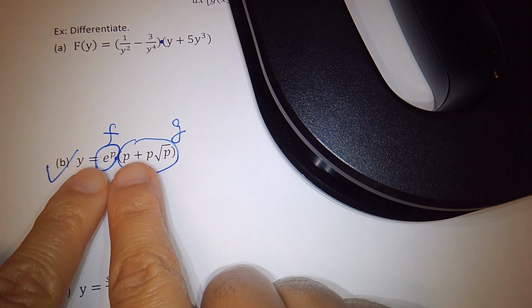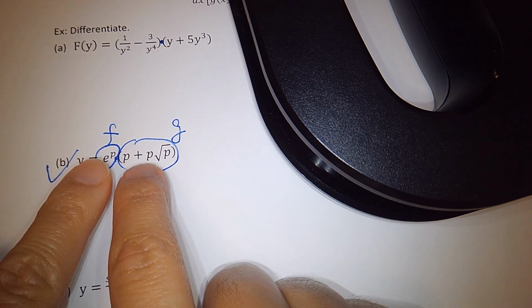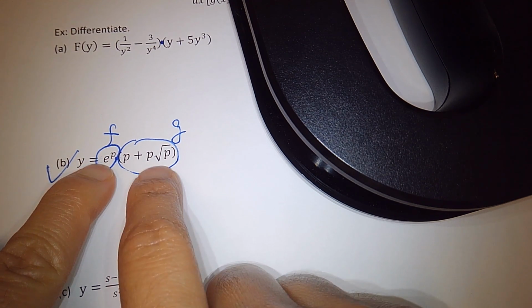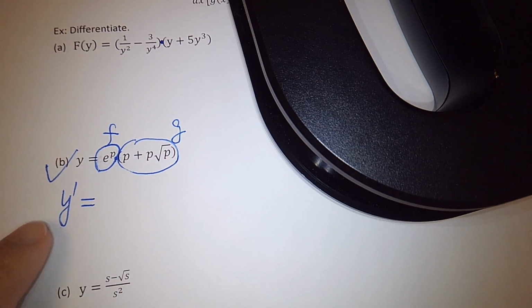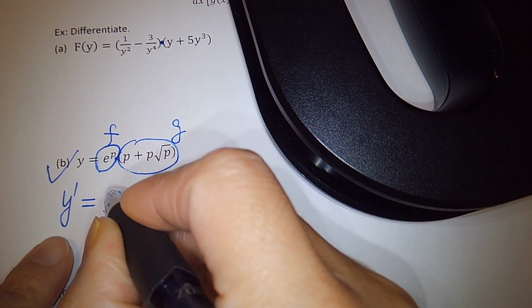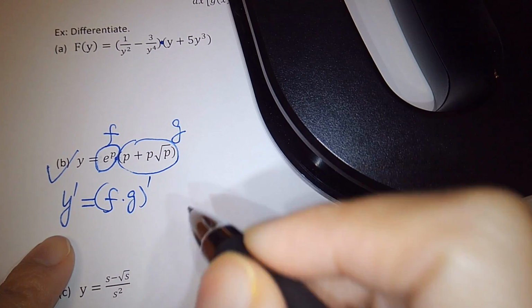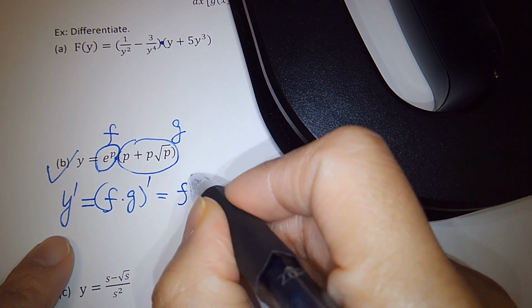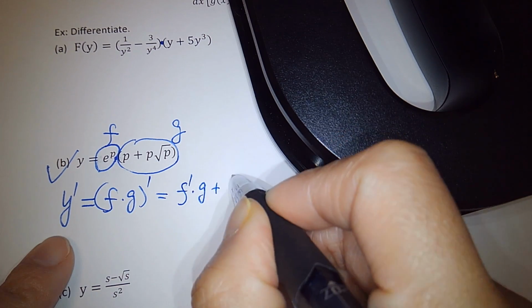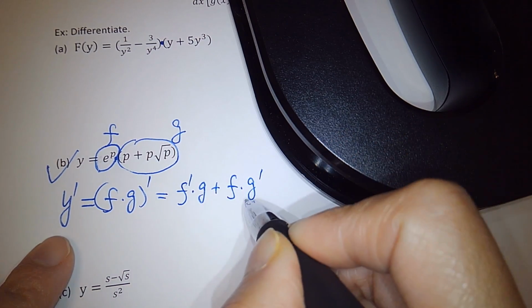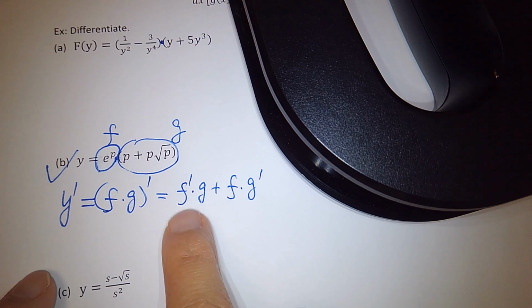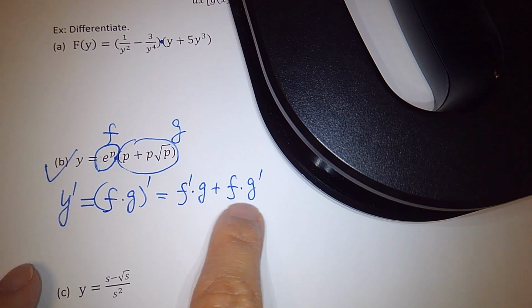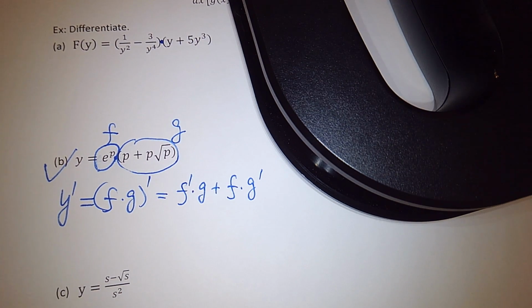But so far, from the original function, we circle them: this is f, this is g. So when we differentiate y, we're doing f times g, right? So this, by using the product rule, will give us: differentiate f times g, plus differentiate g times f. Then we're going to differentiate this f and g respectively, and then use the formula.